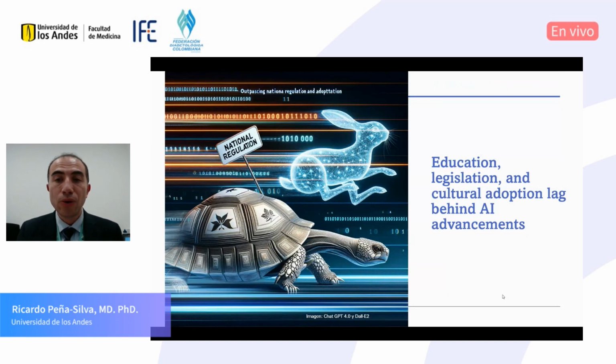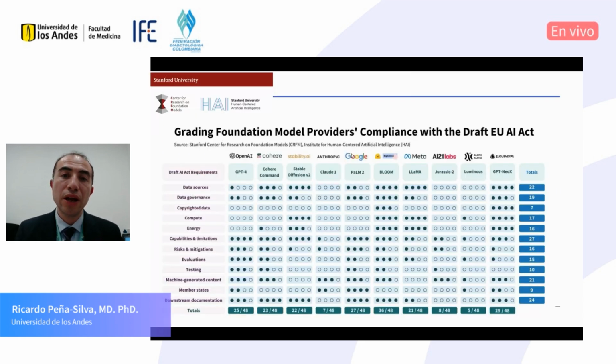And it is important to remember that education, legislation, and the cultural adoption of artificial intelligence lag behind the actual development of these models. And this is what is shown here. The regulations are like a tortoise, while the development of the models is like a rabbit, moving really, really fast. In many countries, the regulation for the adoption of artificial intelligence is non-existent, or very weak, or not as precise. The European Union has worked a lot on developing policies and regulations for the implementation of AI in different fields in their communities.